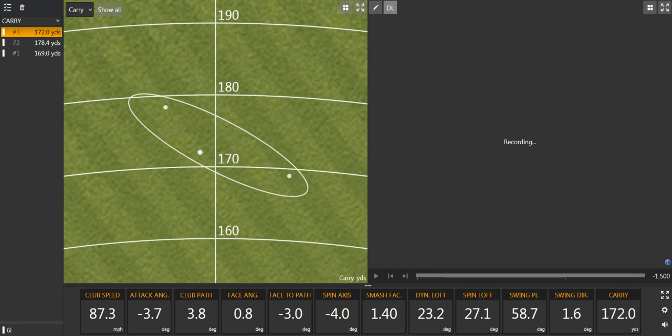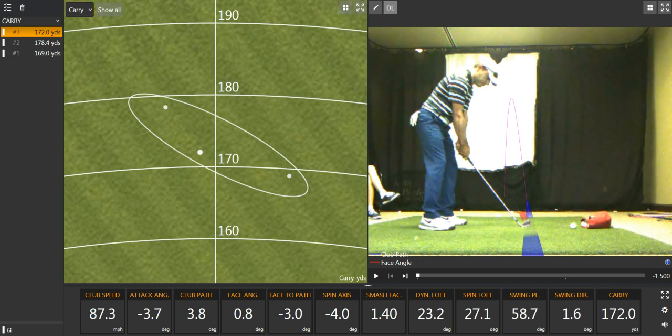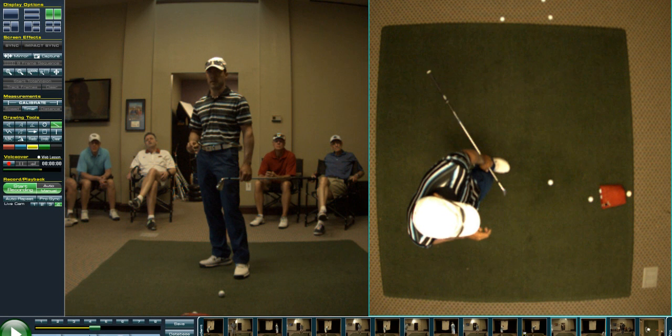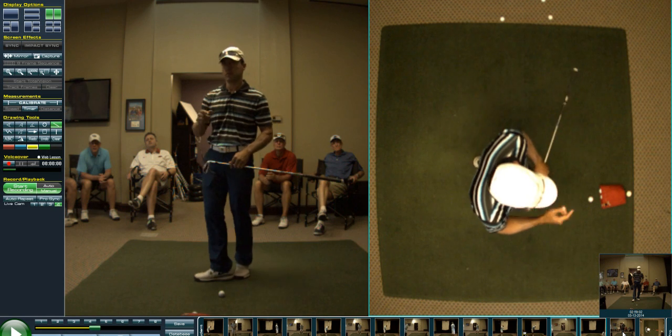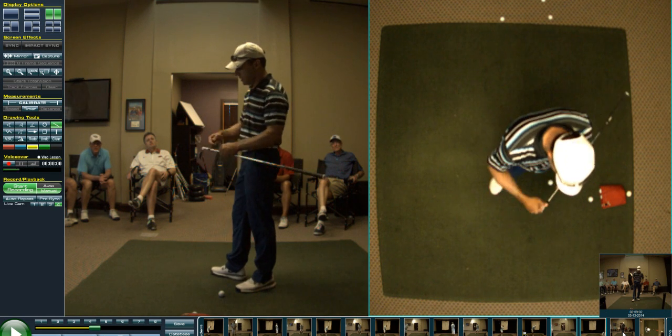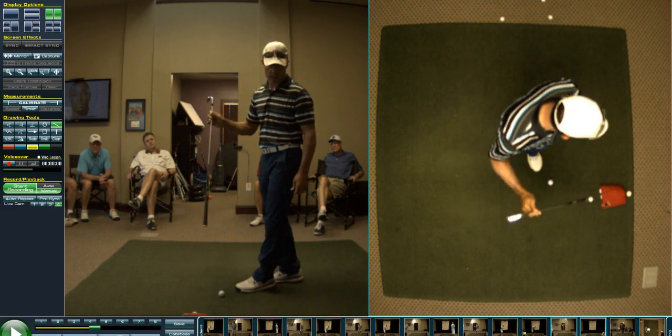So, attack angle. Everybody knows what attack angle is, right? No? Good. So attack angle is whether the club is traveling downward. Come back to JC video. You'll toggle back and forth as I talk courses. So attack angle would be the descent the club is having down into the golf ball.